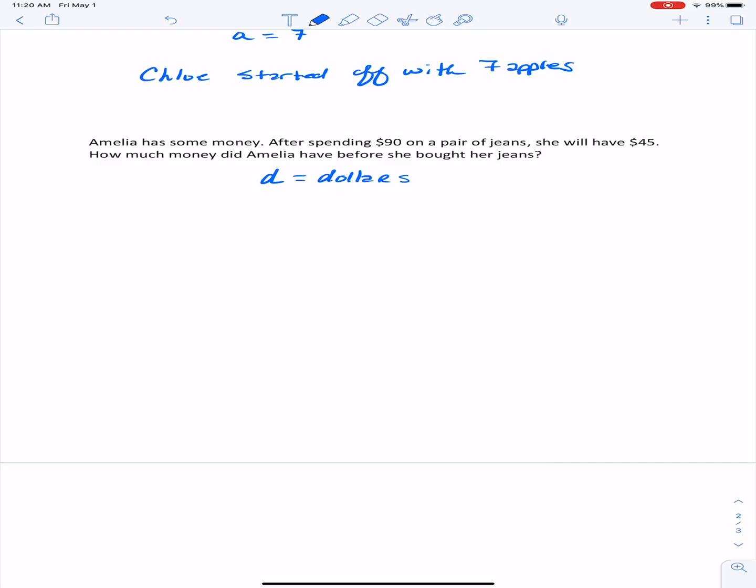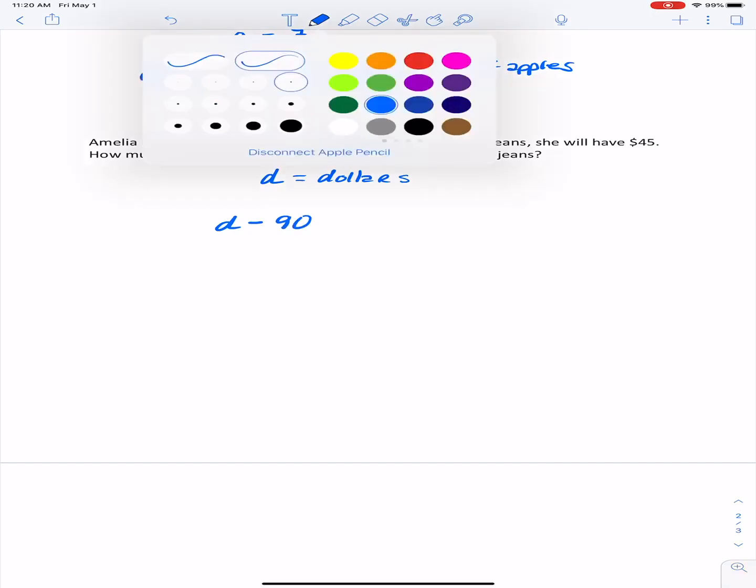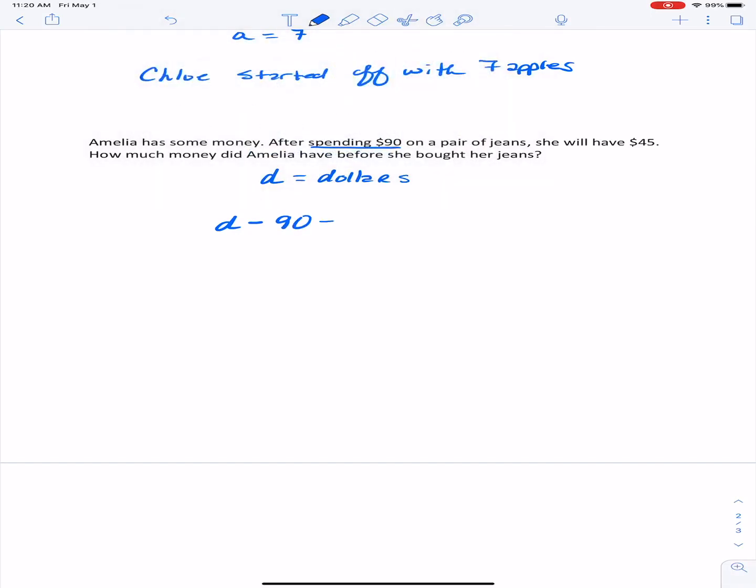Okay, so this time Amelia is spending $90. If I spend $90, the operation for spending would be, I'm giving away money, which means it's going to be negative. So Amelia has some dollars. She's going to spend $90. After she spends $90, she will have $45 left over. How much money did she have before she bought her jeans?